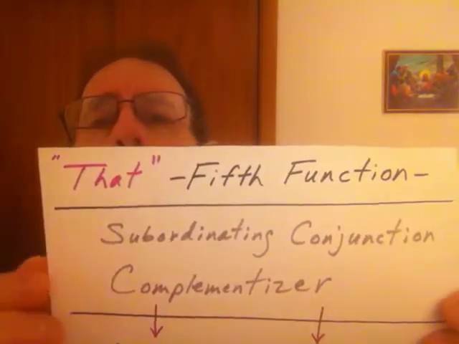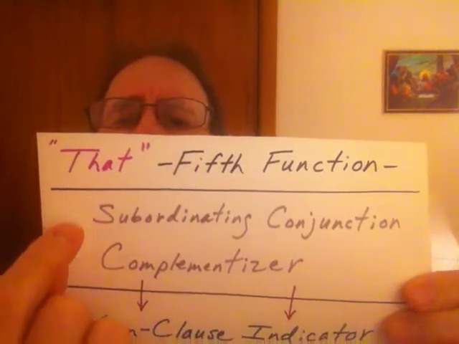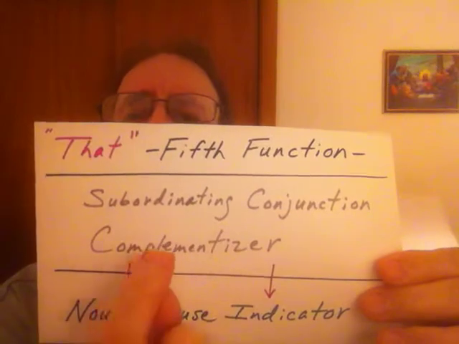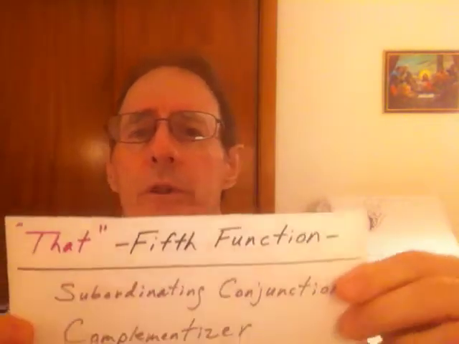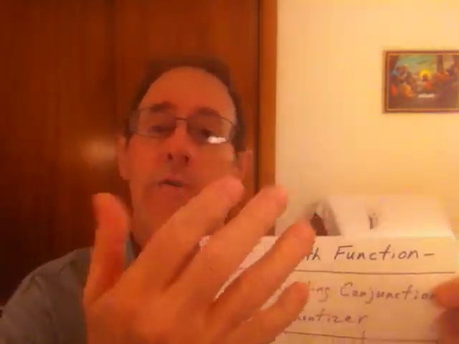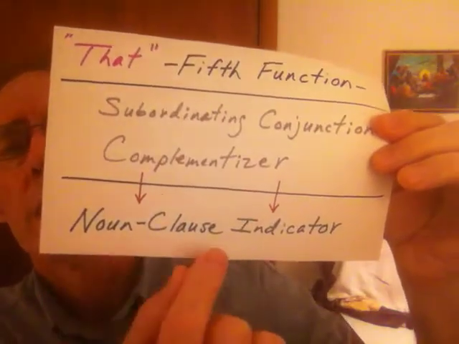So now we're at the 5th grammatical function of that, and in contemporary traditional terms, you would see subordinating conjunction, or you would see complementizer. Well, I don't care for those terms, so I refer to that in its 5th function, or one of the 5 functions, as a noun-clause indicator. This is very, very simple. It won't take me long. I refer to it as a noun-clause indicator.